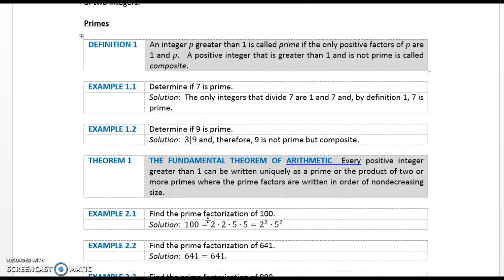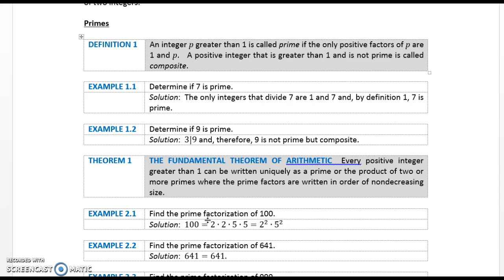Definition 1. An integer p greater than 1 is called prime if and only if the positive factors of p are 1 and p. A positive integer that is greater than 1 and is not prime is called composite.